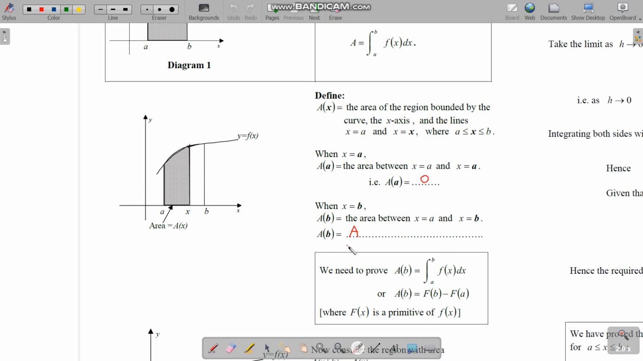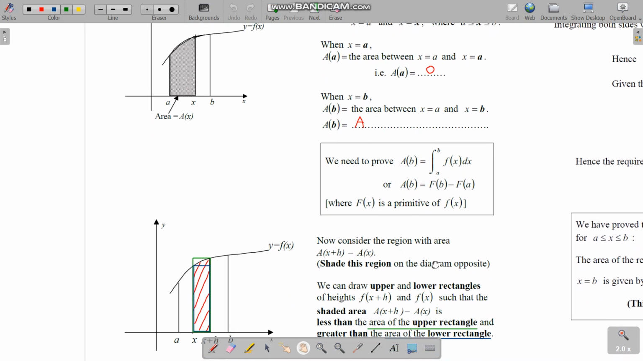So what we need to prove is that A of b is the integral from a to b of f of x dx, or A of b is capital F of b minus capital F of a. The capital F means the integral, so after we integrate this small f, we get capital F. Capital F is the primitive of small f.